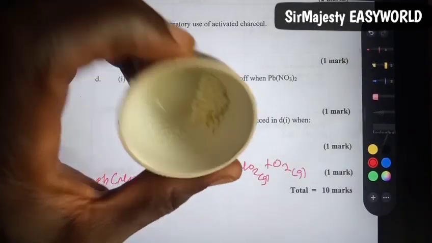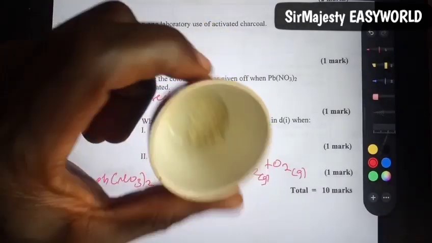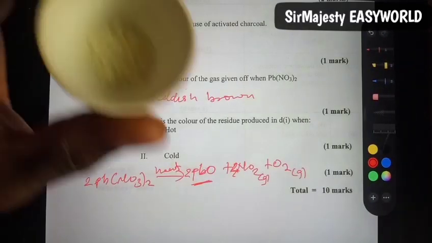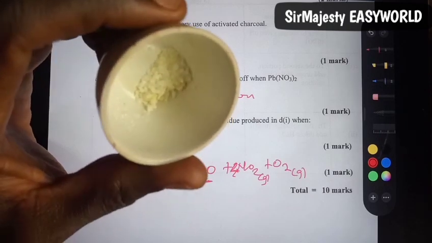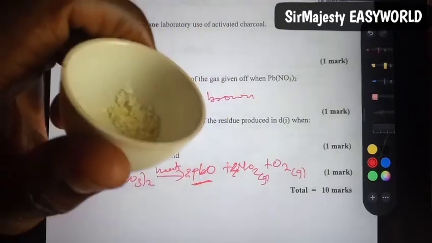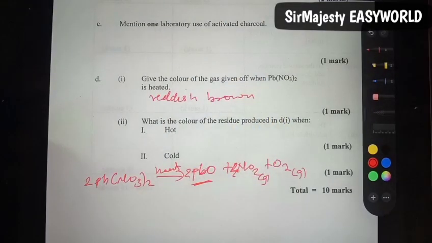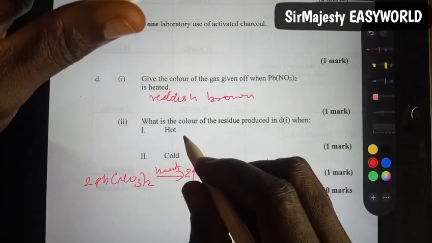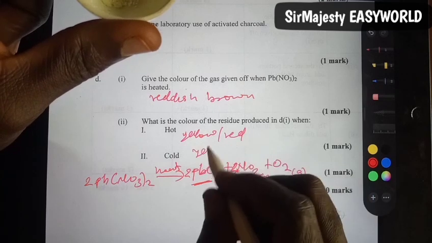Lead carbonate liberates CO2 on heating, leaving behind the yellow residue, which is lead 2 oxide. Remember, lead 2 oxide, I told you, is yellow when hot and also when cold. But in some cases, at extreme temperature, it gives reddish brown from experience. I'm telling you this. So according to this question, you are advised to say yellow. You can say yellow or red here. Then here, it is automatically yellow.